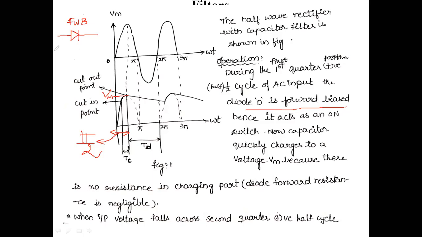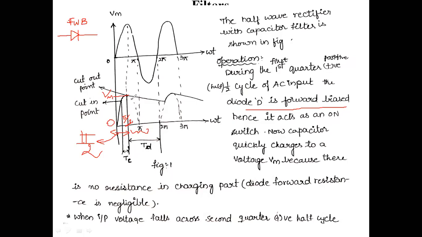When the input voltage falls across the second quarter positive half cycle, that means from pi by 2, this point is pi by 2, and the next point is pi. I'm talking about this quarter half cycle. The first quarter half cycle is between the cut-in point and cut-out point. We know these two points, cut-in point and cut-out point. Complete conduction takes place due to the forward biasing of the diode.